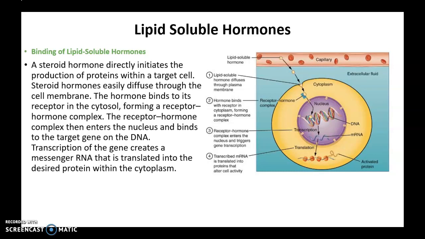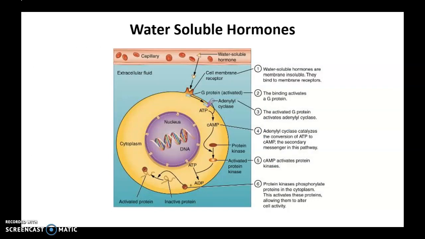Okay, moving on to water-soluble hormones. How water-soluble hormones affect the physiology of the cell. Now remember, the amine hormones, the peptide hormones, and the protein hormones are all water-soluble in nature. They don't need carrier protein to be transported via plasma, but it comes at a cost.